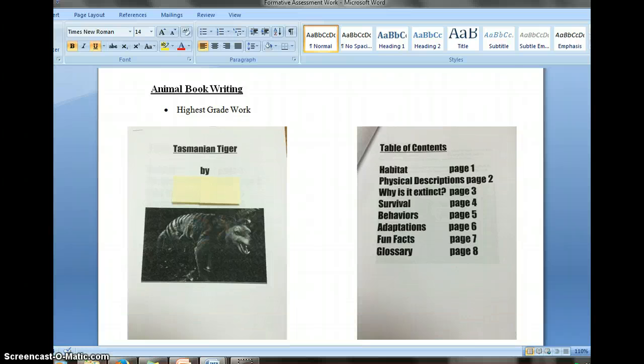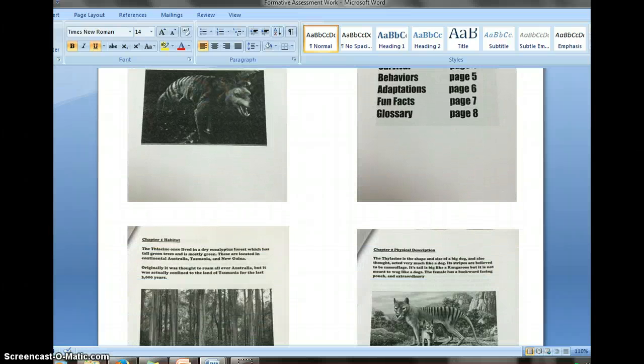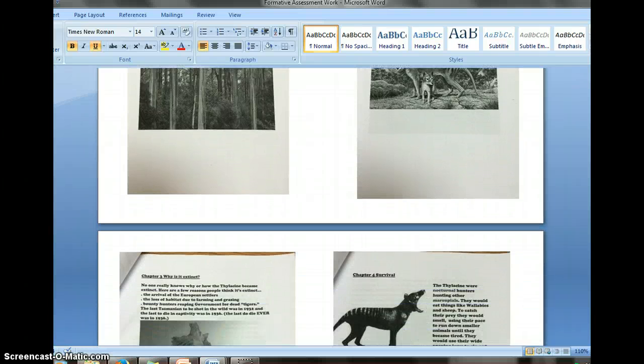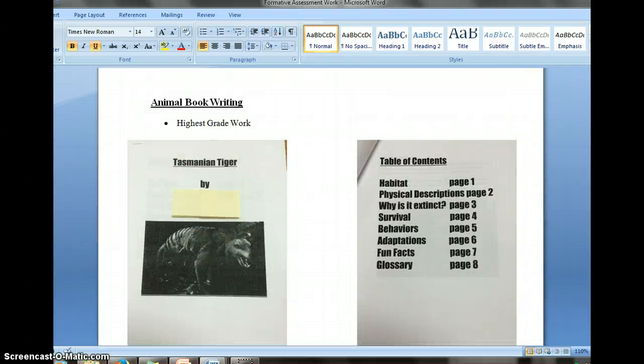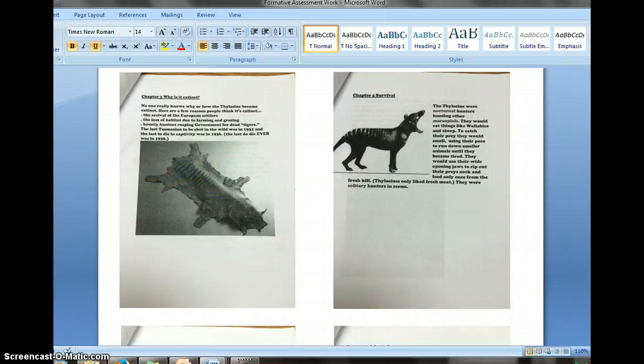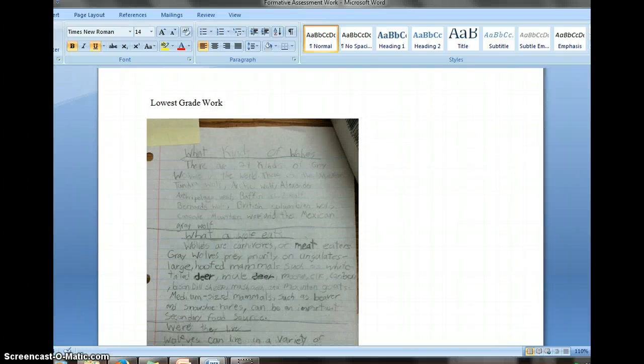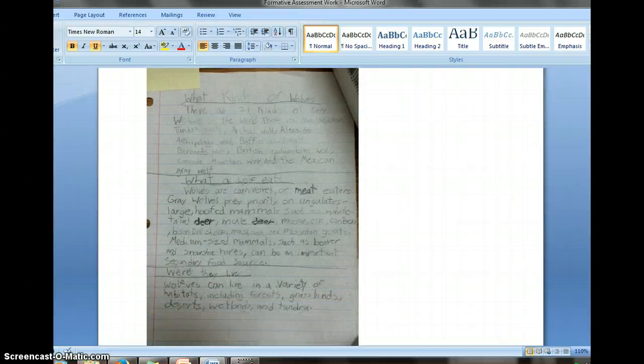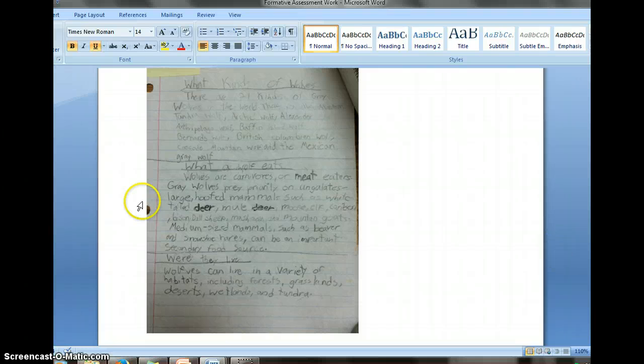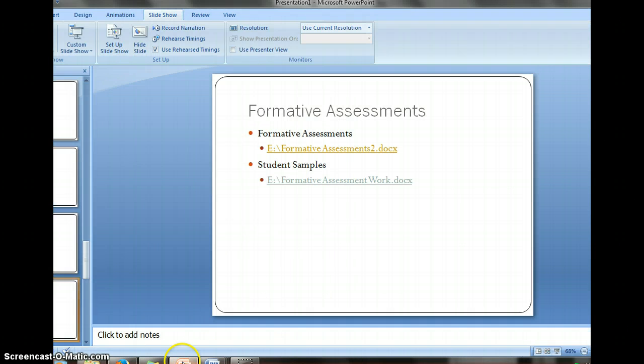This is one of my higher grades from the class. She chose to write about a Tasmanian tiger, which I had never heard of before. And then this was the lowest grade. This is all that I had one student turn in.